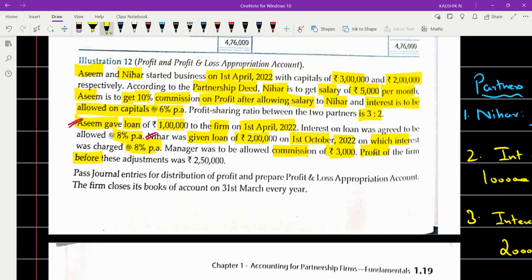Profit of the firm before these adjustments. Amount is 2 lakh 50, that is your profit. The word they used here is very important, so you must note it: before these adjustments.